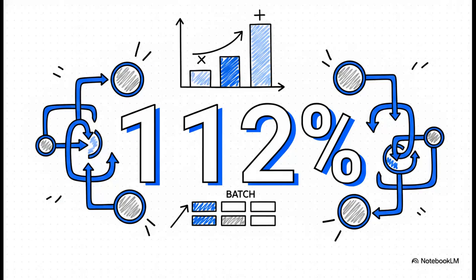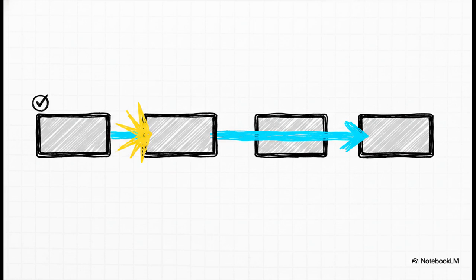This graph-based approach isn't just about transparency and control, it is also incredibly efficient. In batch processing scenarios, ComfyUI can be up to 112% faster than other interfaces. That is a significant performance gain that translates directly into time saved. So, how does it achieve this speed? The secret is a technique called intelligent caching.